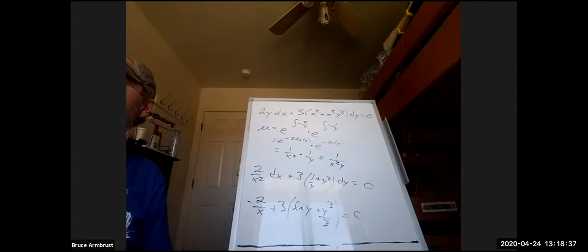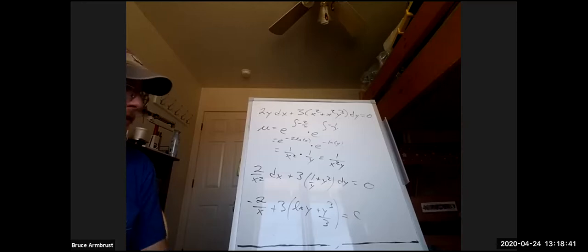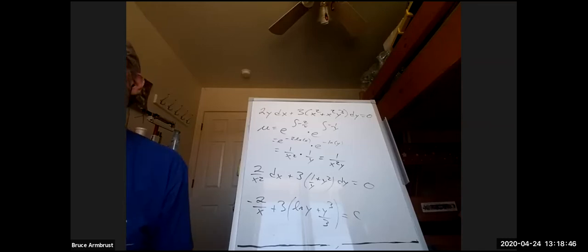And so it seems to me that that's a good implicit form for this one. You might want to go ahead and distribute the 3 so you can cancel it with that y cubed over 3, but that's not necessary.